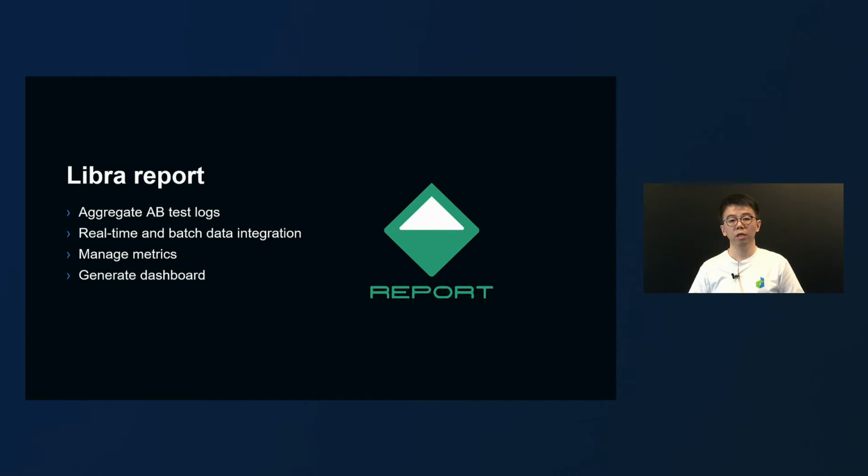Next is a Libra report. Mainly, the status of the A/B testing is monitored in real-time and batch form. Two patterns of logs will be collected from the service side, and depending on the key metrics, the data is exchanged, and the dashboard will be automatically controlled and developed.